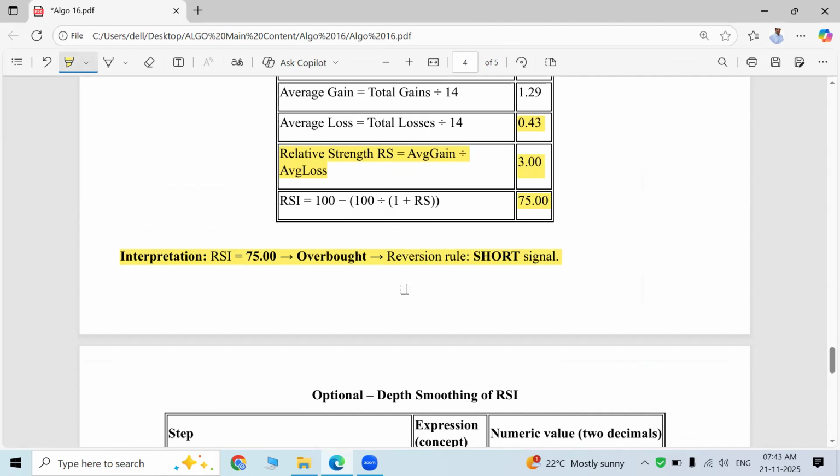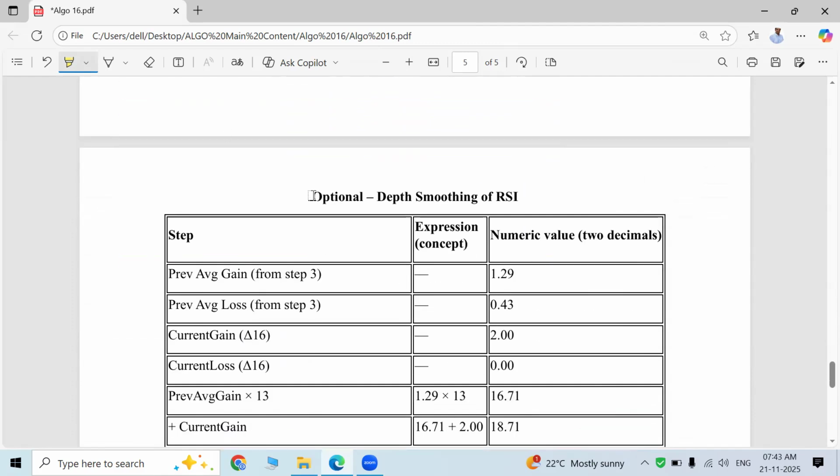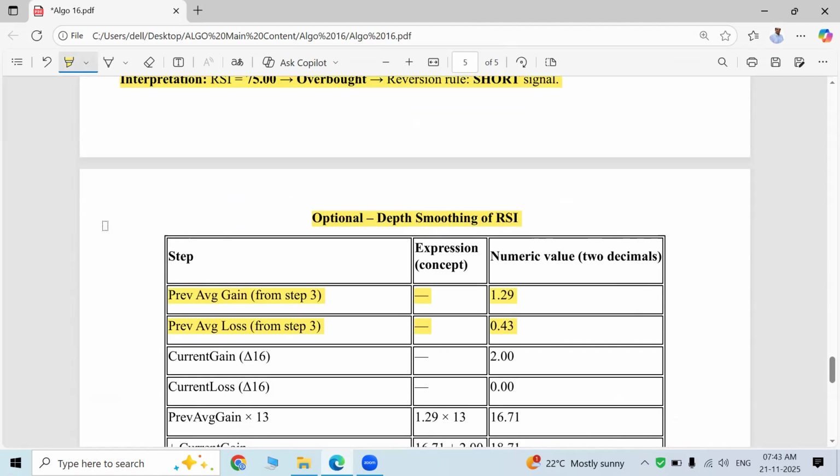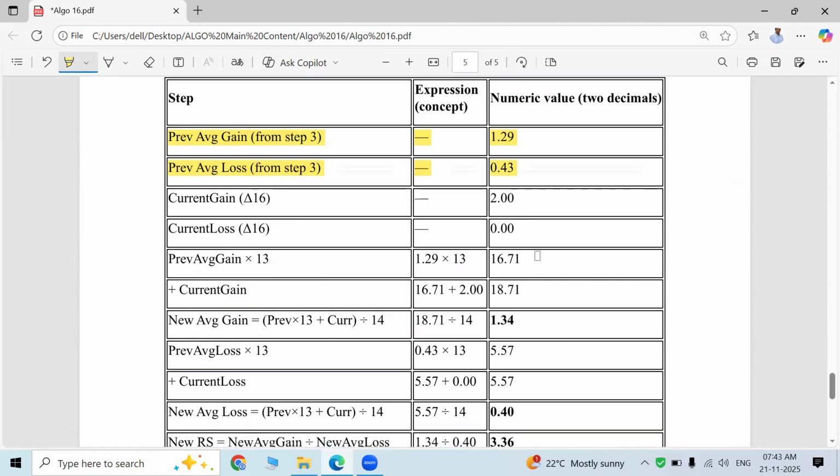But here it does not end. See, the calculation which I'm going to show you, I have used that calculation in my Algo, but it is optional. This is considered to be an optional part. Okay, so first we are going to understand the deep part of the smoothing of RSI. So from previous all 15 steps, we consider the average gain and average loss from the first step as 1.29 and 0.43.